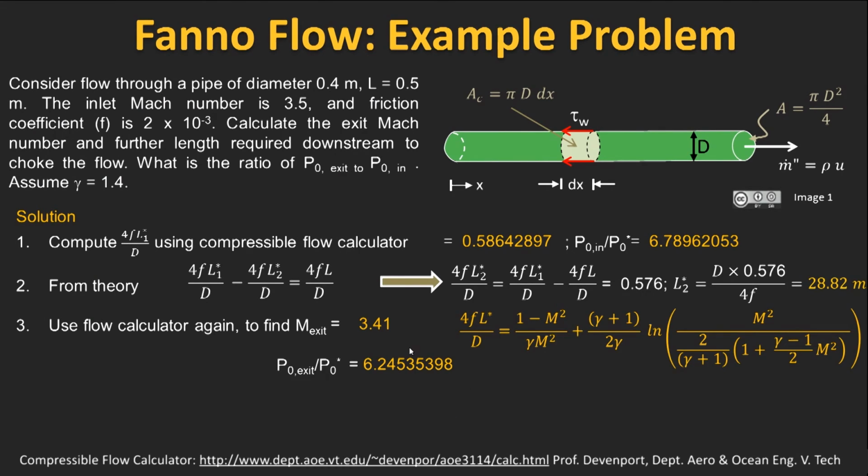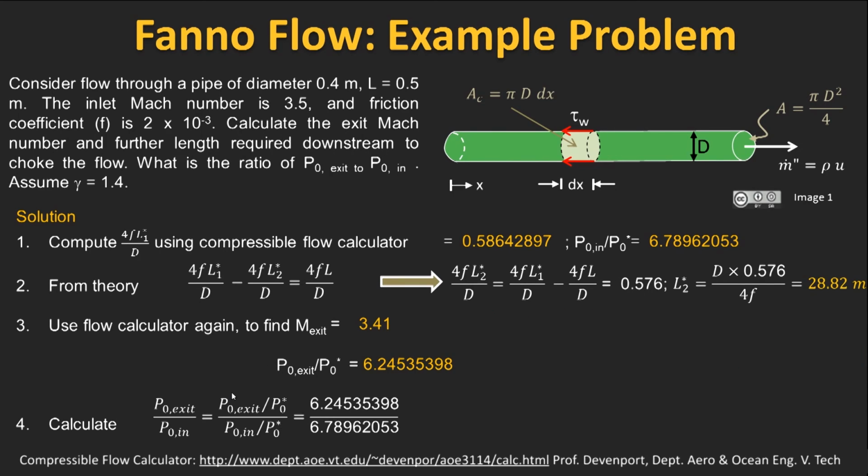Now we got this Mach number using the calculator, but I just want to remind you that behind the scenes, when we supplied the value 4FL2* over D to be this number, the calculator is using this Fano flow expression and trying to compute what value of Mach number, and we have told it it's supersonic, will satisfy this equation given that the left hand side is this number. And that's how we get this M exit to be 3.41.